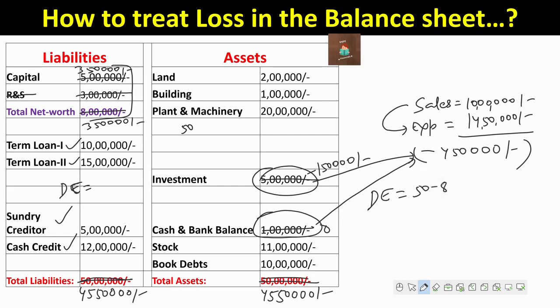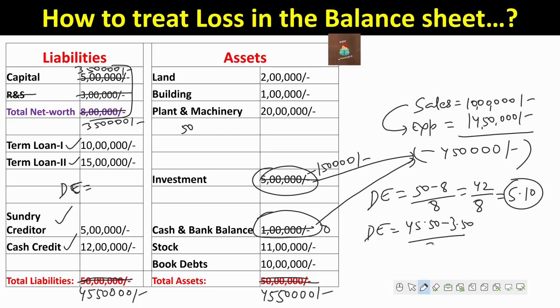It was 50 minus 8 divided by 8. So 50 minus 8 means 42 divided by 8. So it is coming around 5.1. Okay, the debt ratio is coming around 5.1. Now you see the debt ratio after the loss. The debt ratio is 45.50 minus 3.5 divided by 3.5.